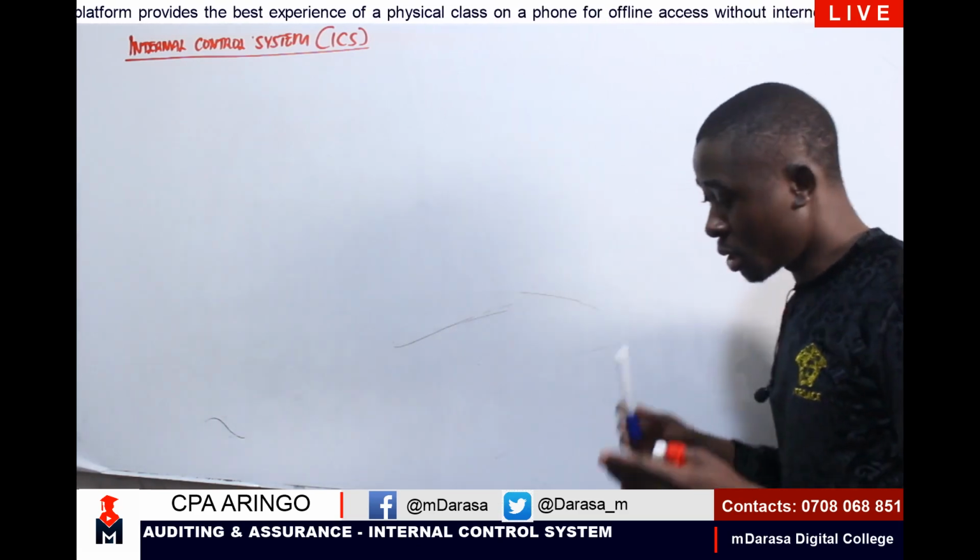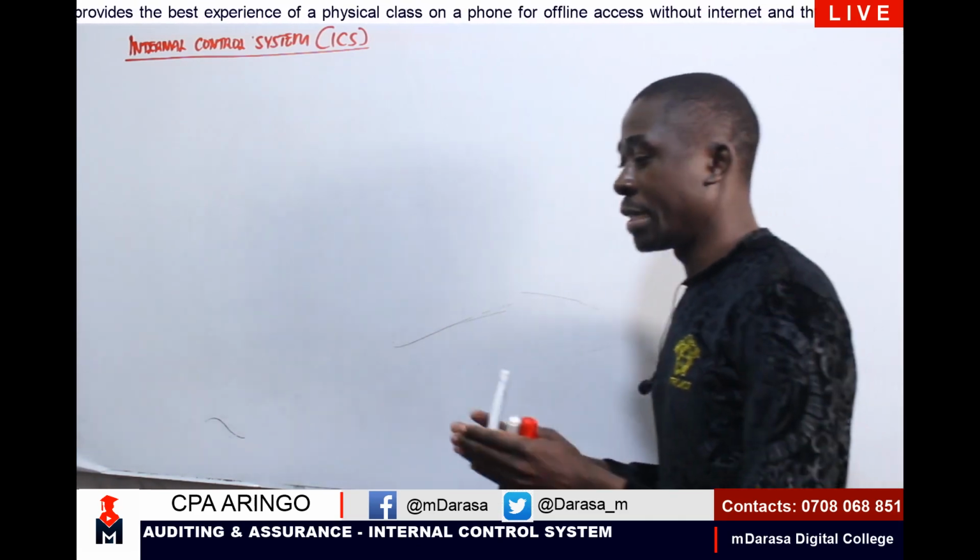In our class today, my good students, we are going to look at a very important concept in the whole course of auditing and assurance, which will form a basis of whatever you're going to report at the end of the day. So today's class, my good students, I want us to talk about internal control system.